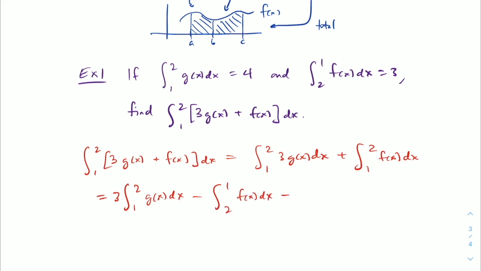Alright, now I can use my givens. So the integral from 1 to 2 of g of x is 4, so this will be 3 times 4. And the integral from 2 to 1 of f of x is 3, so we'll have 12 minus 3, which is 9, as our answer. Let's do another example.